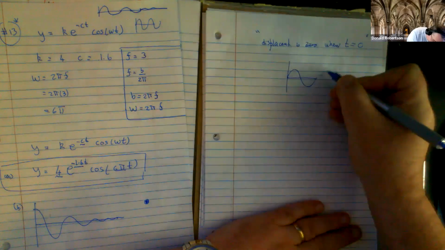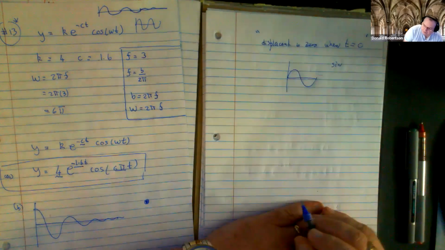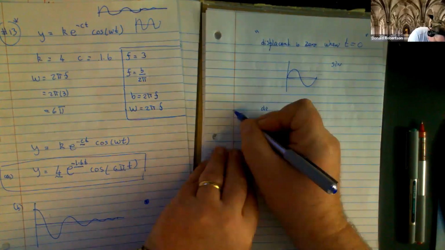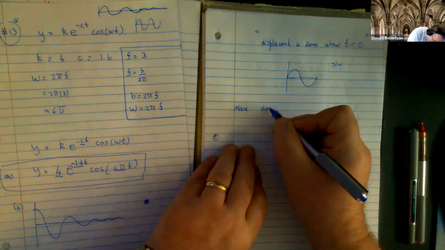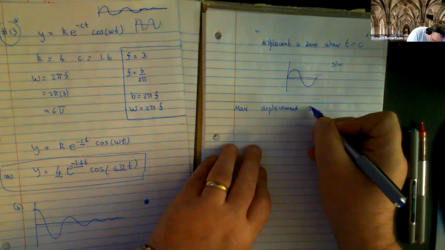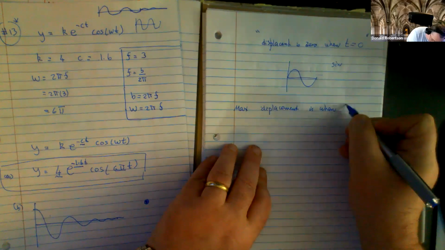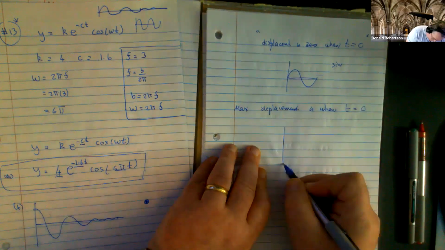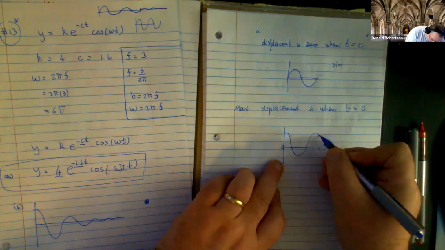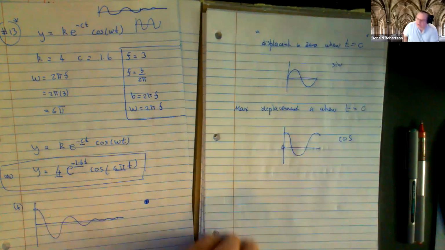And that means that it's a sine function. Oh, okay. And if they say something like the maximum displacement is when t equals 0, well, they're talking about the highest starts at 0. And so they're talking about a shape that looks like that. And so that means a cosine.